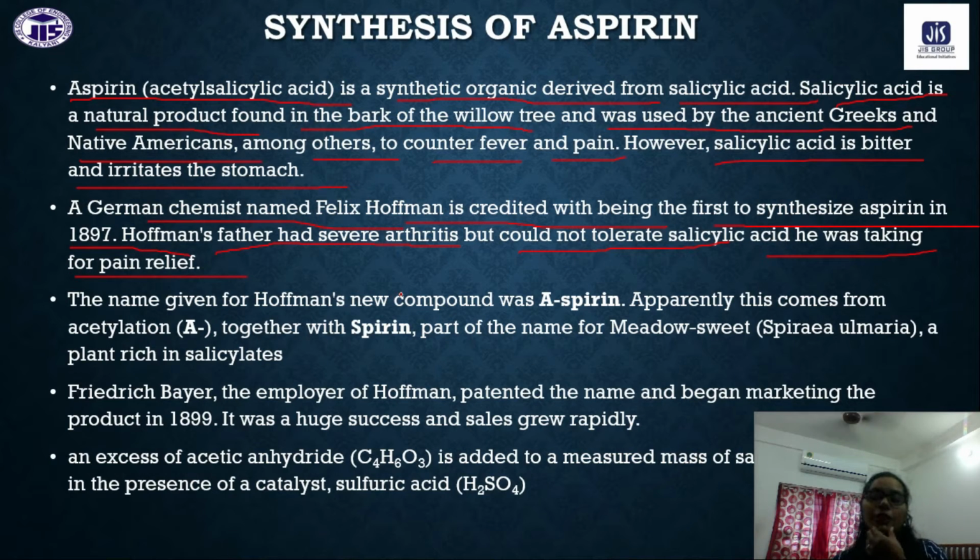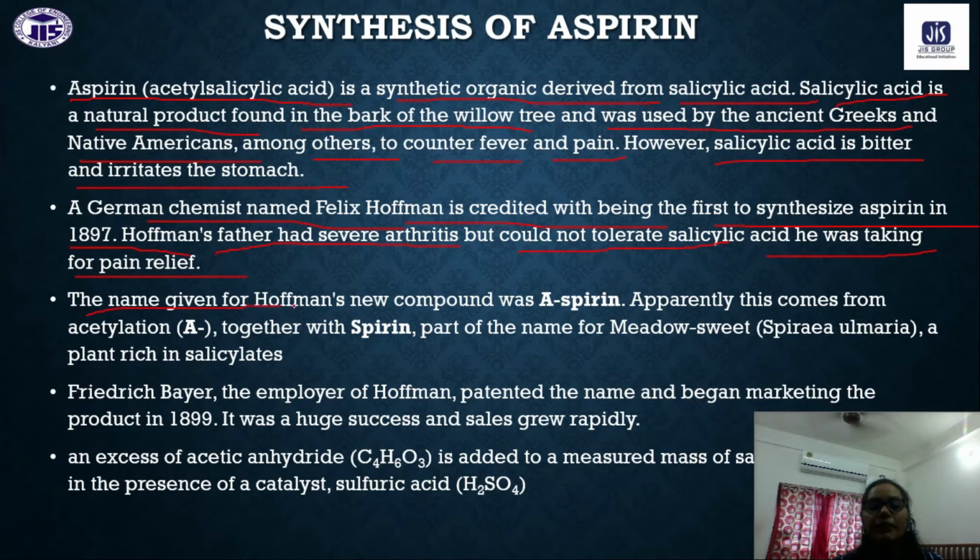So, what is the history behind the synthesizing of aspirin? Hoffmann's father had severe arthritis, and for pain relief he had to take salicylic acid, which he could not tolerate. As I told you, taking a high dose of salicylic acid can irritate the stomach. So he could not bear the pain. For that, Hoffmann synthesized aspirin in 1897.